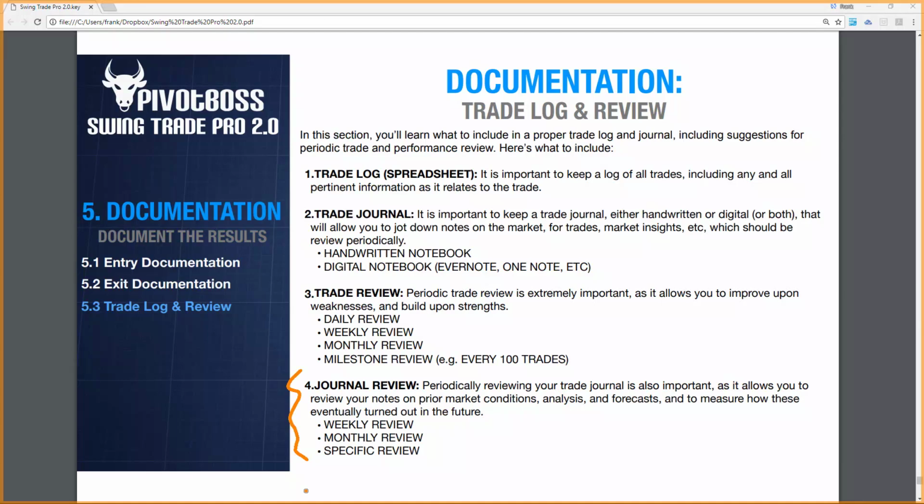Down here, journal review. Periodically review your trade journal as well, as it allows you to review your notes on prior market conditions, analysis, forecasts, and to measure how these eventually turned out in the future. Again, a weekly, monthly, or some sort of specific review is very important. For example, specific review is something I do more often.